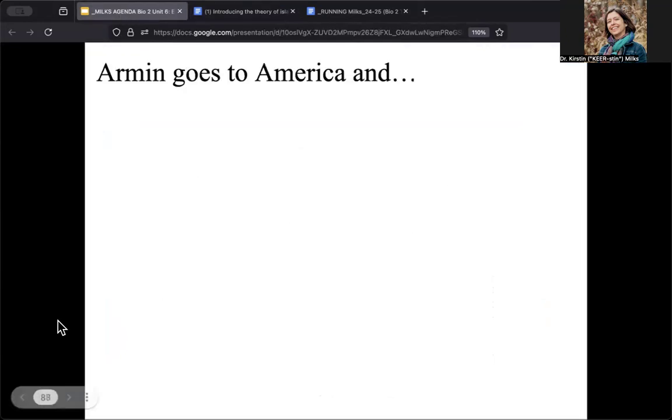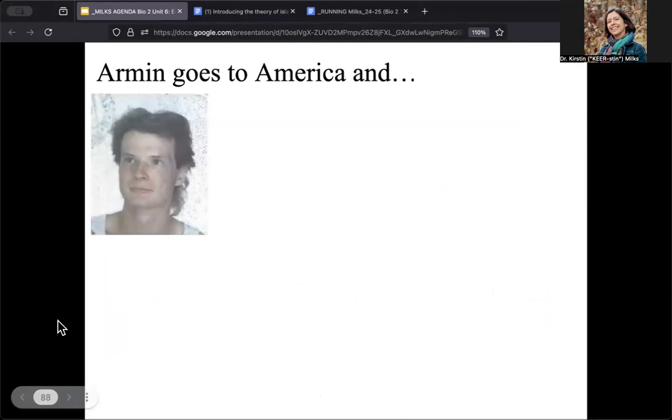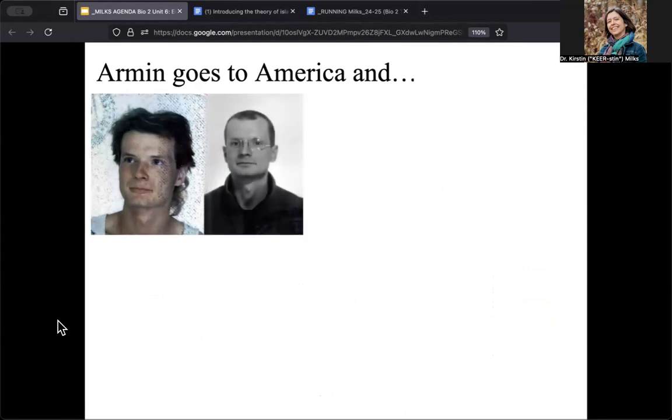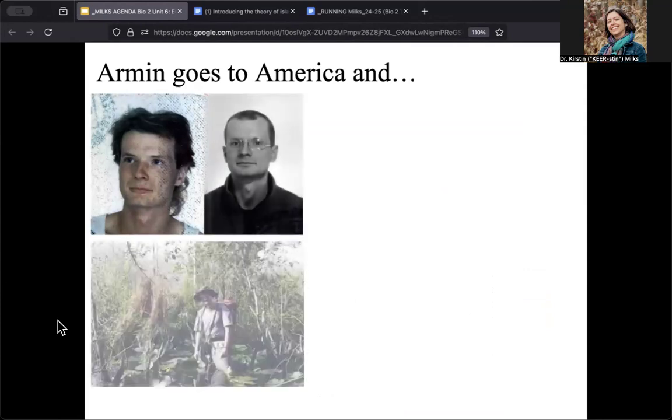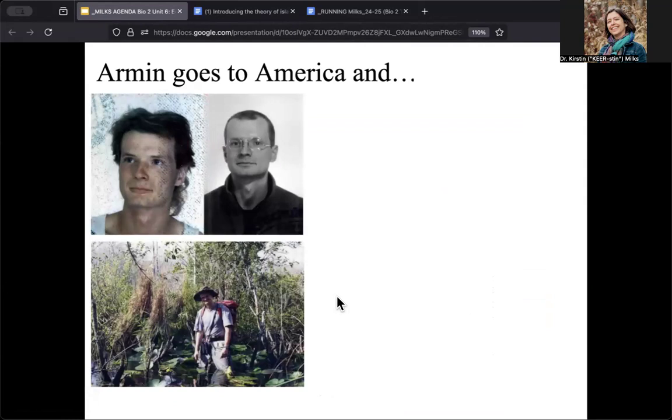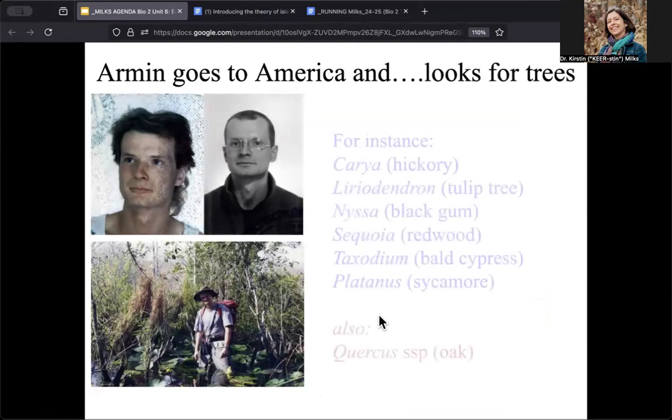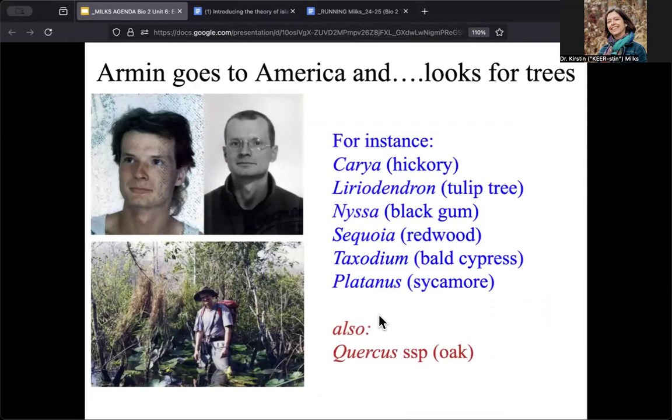Okay, so my friend Armin goes to America, and this is what he looks like when he is 18. He has all this hair. Nobody in his family has ever been to college. And by the time he comes to the United States, he studied bugs, and he's a big insect nerd. He now works here in Bloomington, and he looks for insects and trees, and he thinks he knows a lot of names of trees.